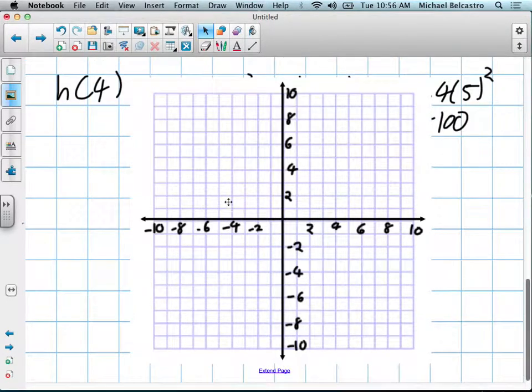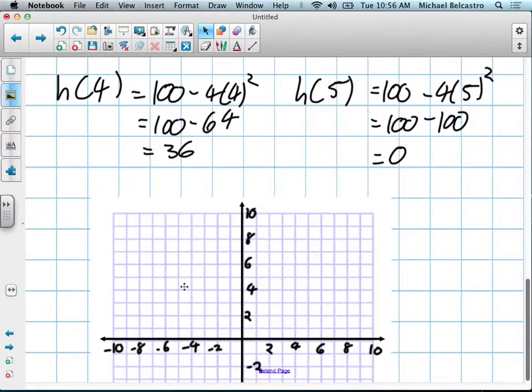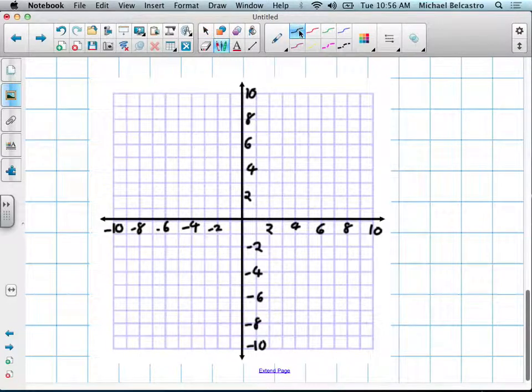Okay. Remember, we said that this has to start at 0 when x is equal to 0. So that means our starting point, we said, would be at 100. We're just going to make this a scale of 10. Okay. The second coordinate we found was at time of 1, and that was 96. So that's roughly here when we go to plot it.